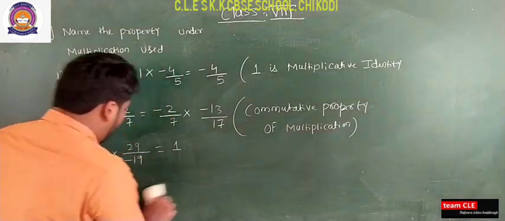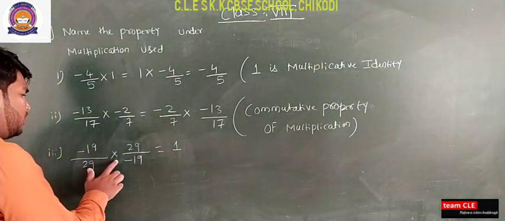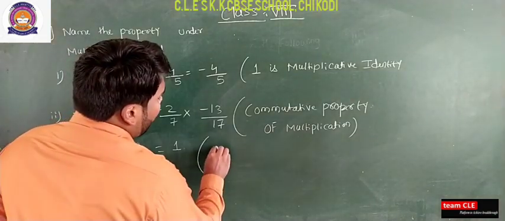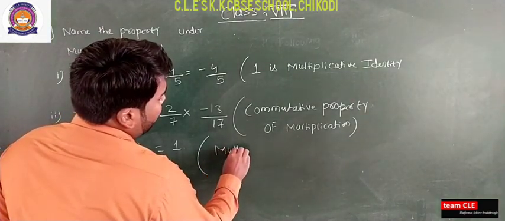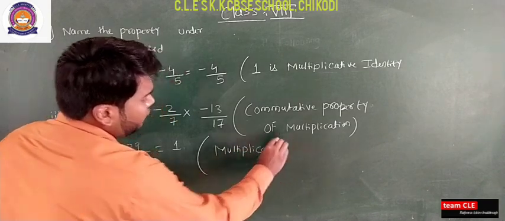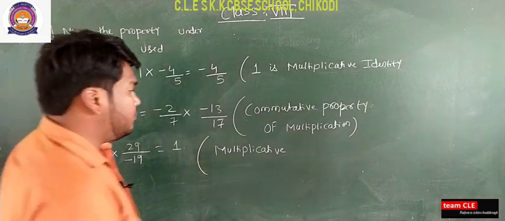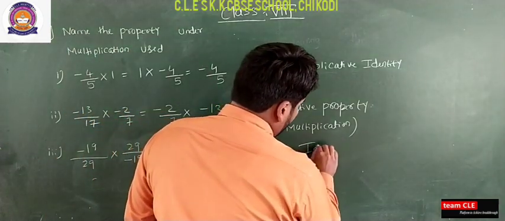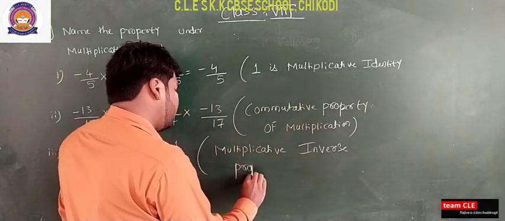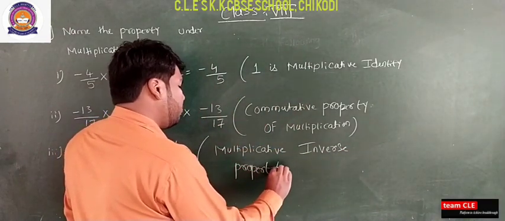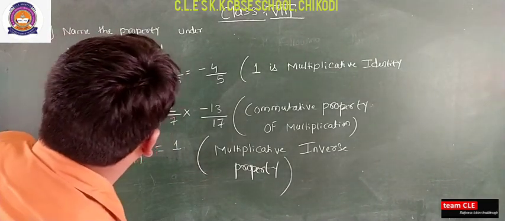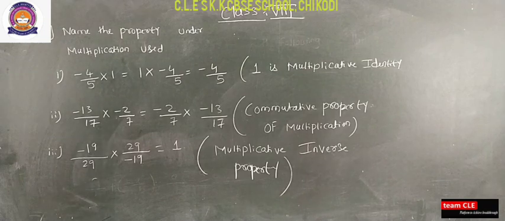So use this a by b as minus 19 by 29 into 29 by minus 19, which is equal to 1. Because of this, this is the multiplicative inverse property. Okay, so all of you go through this fifth main part and please note down these notes.